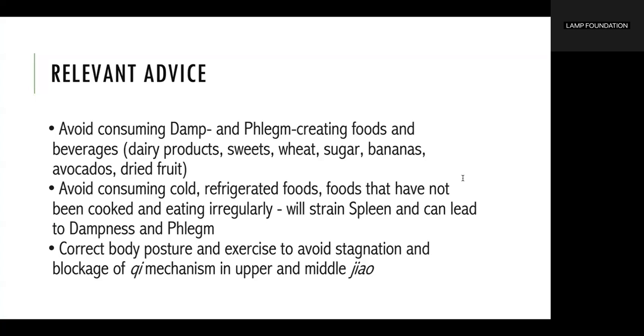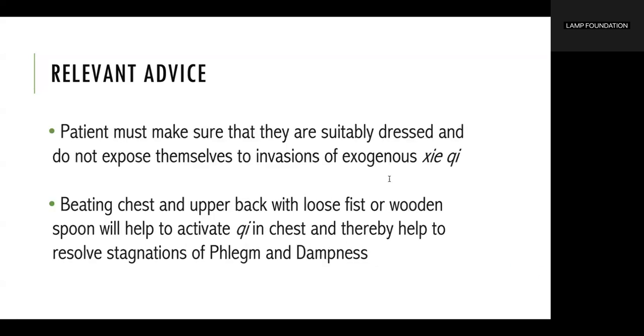Correct body posture and exercise are important in order to avoid stagnation and blockage of the chi mechanism in the upper and middle jiao. Repeated invasions of exogenous pathogenic factor can be a contributing factor in the formation of dampness and phlegm in the lung. This means that the patient must make sure that they are suitably dressed and do not expose themselves to invasions of exogenous pathogenic qi. Beating the chest and the upper back with a loose fist or a wooden spoon will help to activate qi in the chest and thereby help to resolve stagnations of phlegm and dampness.